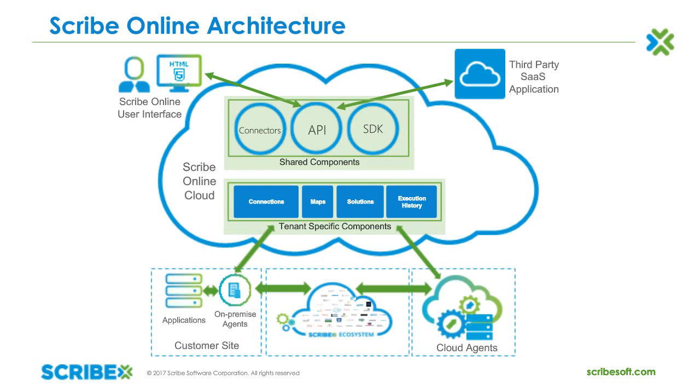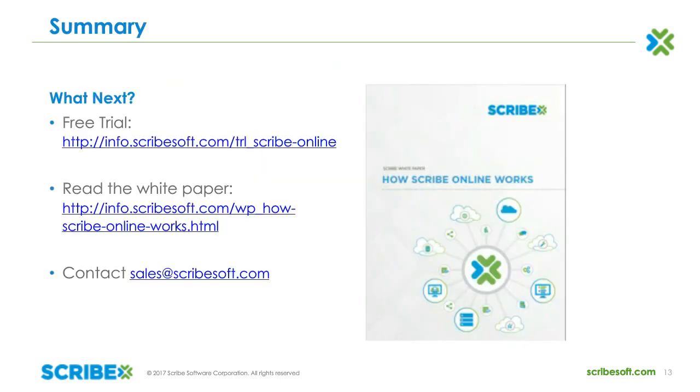On the lower left-hand side, you've got on-premise agents, which you're installing on your customer site, and those can talk to applications and databases behind your firewall. And both cloud and on-premise agents are talking to the Scribe ecosystem of all the different things that we connect to through the connections that you define. All right, so with that, in summary, that's kind of the architecture or anatomy of the Scribe Online iPaaS.